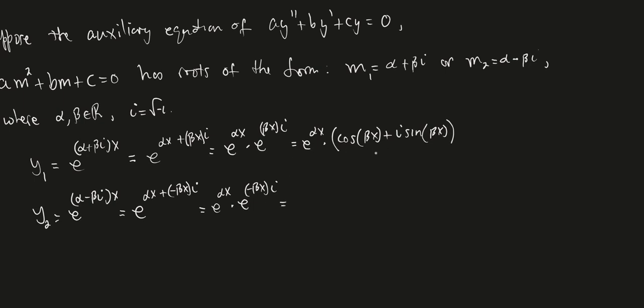And then again applying Euler's result, I'm going to end up with e to the alpha x, and then in parentheses cosine of negative beta x plus i sine of negative beta x. Very, very similar. But here I can take it a step further because I have some fundamental properties of sine and cosine. I know that cosine is an even function, and I know that sine is an odd function.